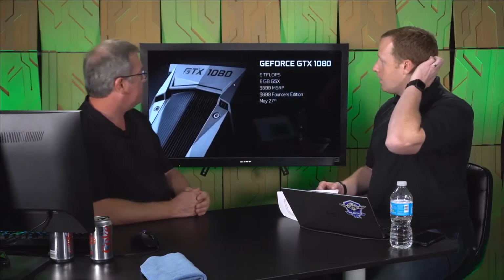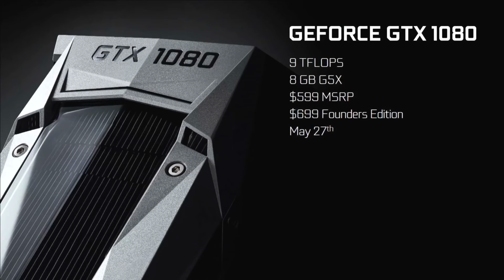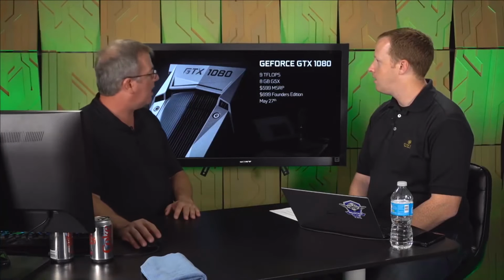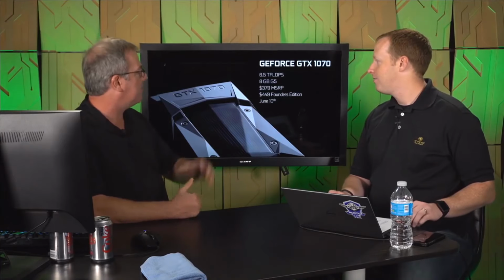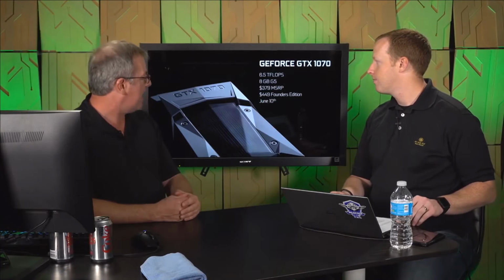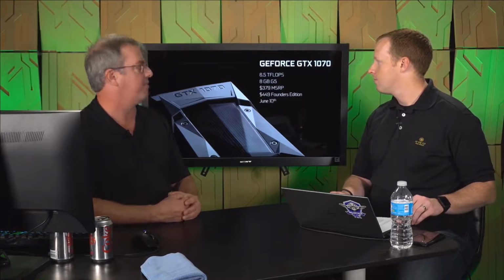So that's GTX 1080, and let me show you a little bit more data. It's 9 teraflops, 8 gigabytes of GDDR5X. It's $599 MSRP and $699 for the Founders Edition. Those will be the first versions available. And then May 27th is the general e-tail availability. And then, of course, we also talked about 1070, which is going to be available in the channel on June 10th, at $379 MSRP and $449 for the Founders Edition.